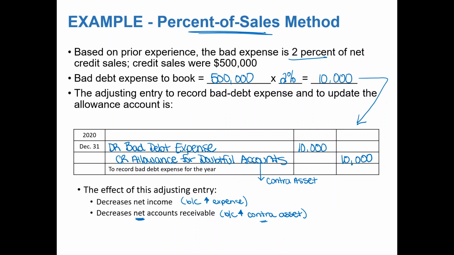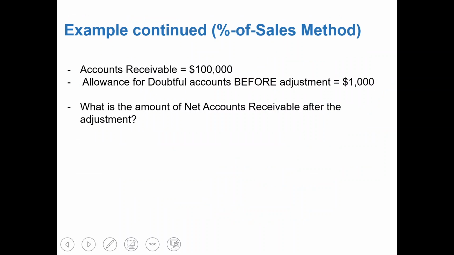So in this percentage of sales method, as you can see, we are actually calculating bad debt expense. So this value that we calculate, that's what's used in the journal entry. But that's only done in this method. You'll see that in our future methods, we do something different. Okay, so if we continue on with this example, the accounts receivable balance that we had before the entry was $100,000. And again, before this adjustment, the allowance for doubtful accounts had a balance of $1,000. So what is the amount of net accounts receivable after the adjustment?